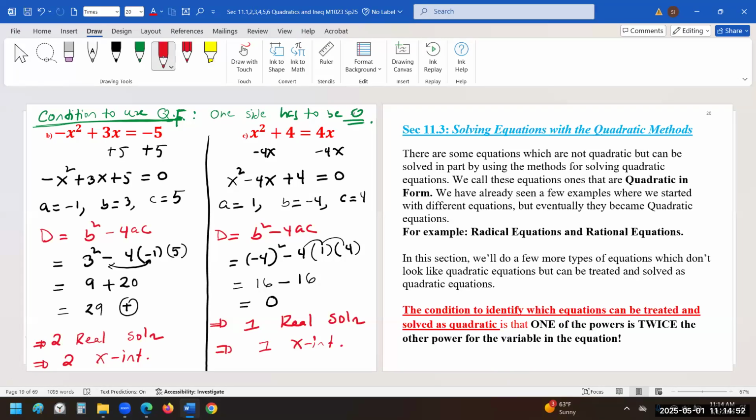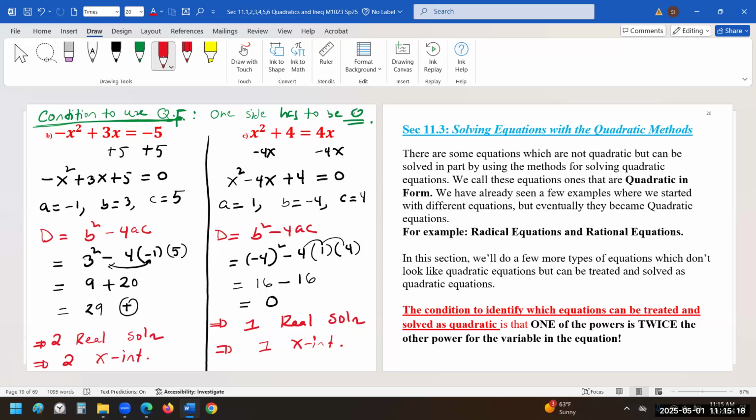Now you're going to do 11.3. 11.3 is a fun section. It's fun because all the questions you see seem so hard, but actually they're very easy. In this section, we are going to talk about some functions. They don't look like quadratics, but we can use quadratic methods to solve them.